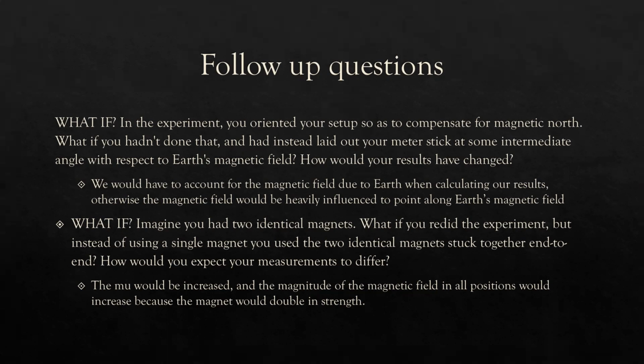And if we had used 2 identical magnets instead of 1, mu would be increased, which goes into the factor in k, and the magnitude of the magnetic field in all positions would increase because the magnet would double in strength.